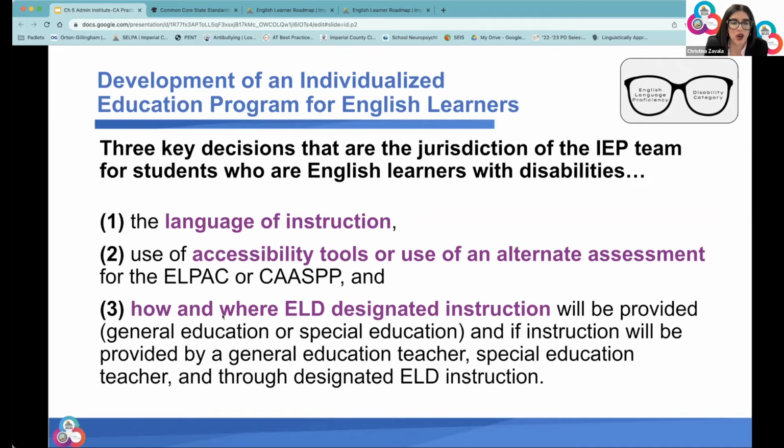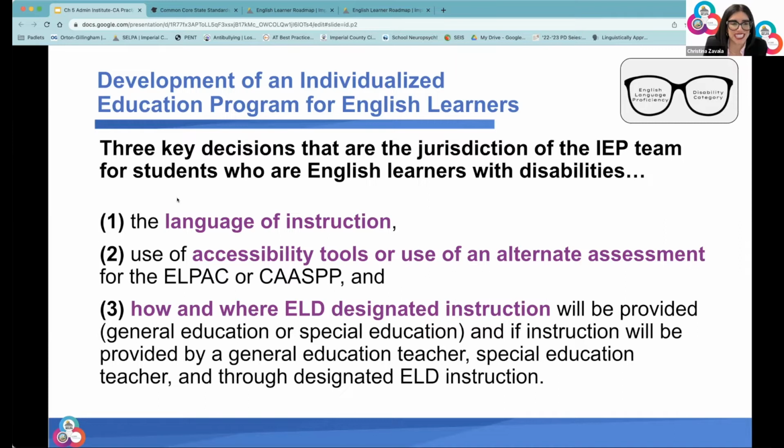And also, how and where will English language development designated instruction be provided, within a gen ed setting or a special education setting, and who will provide that instruction? Will it be provided by a gen ed teacher, a sped teacher, or some type of EL coach? Those are things that must be identified in an IEP for an English learner.